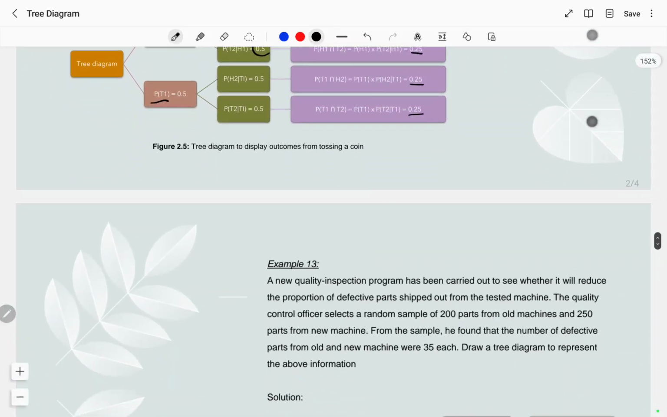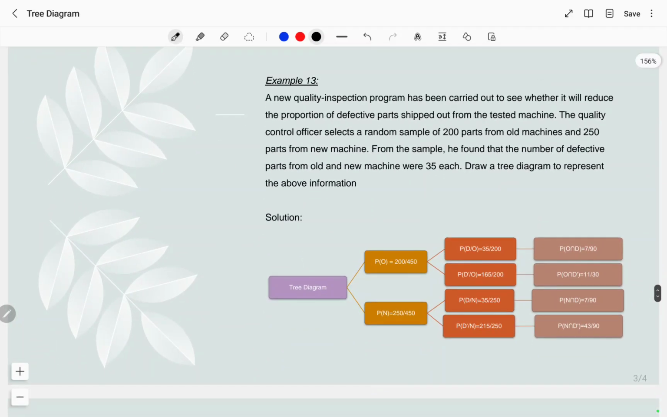Next we go for the second example. Let's say you have a quality inspection program. You want to identify whether there is any reduction in the proportion of defective parts. The information given is that we have 200 parts from the old machine and 250 from the new machine. From the sample you found that the number of defective parts from the old and the new are 35 each. Draw a tree diagram to represent the above data.